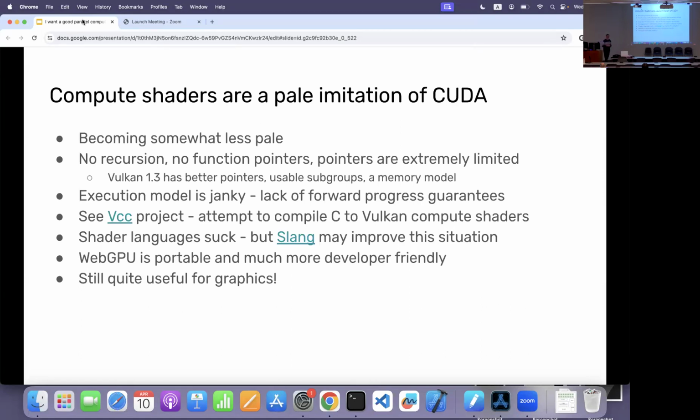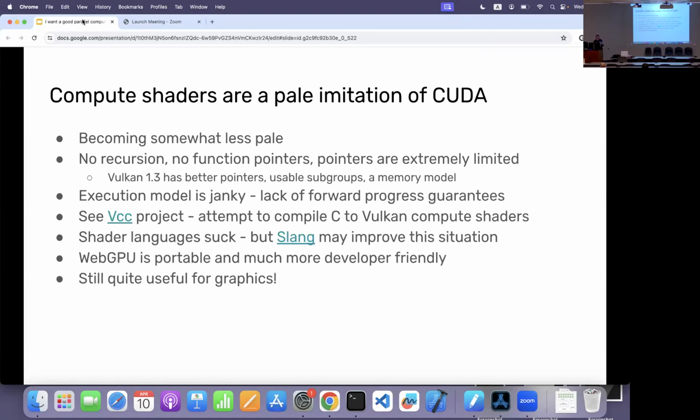The execution model is very weak. You don't get progress guarantees. Your memory model is tricky. It's adapted from the C++ memory model. I feel ultimately, I go so far as to say that GPUs adopting the C++ memory model is a mistake, but maybe that's for another day.